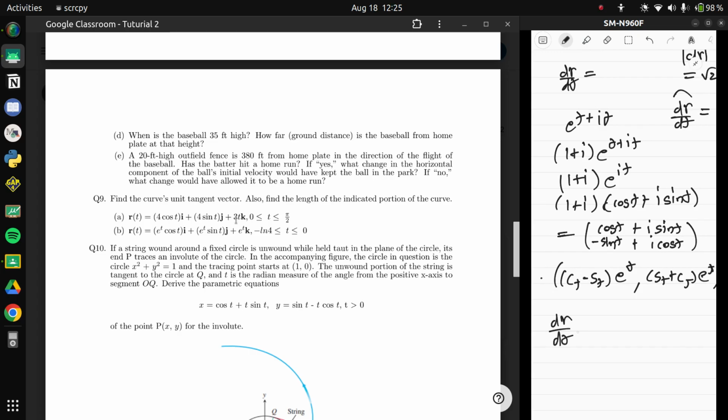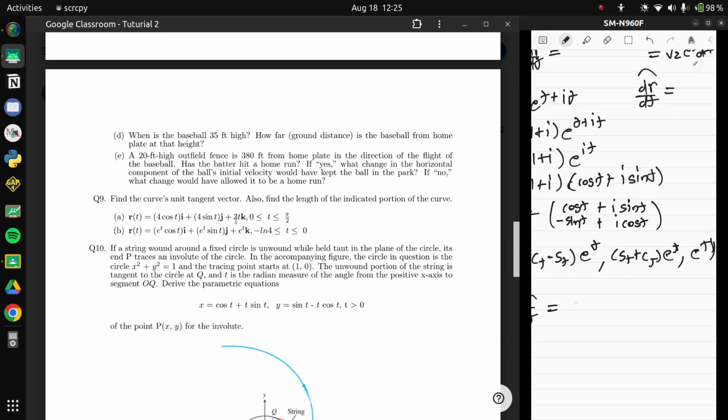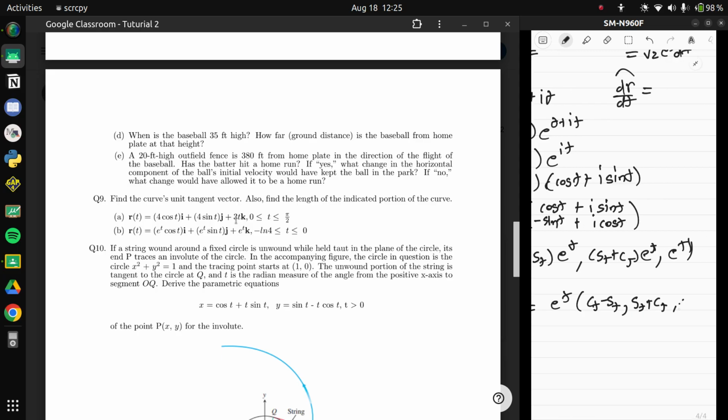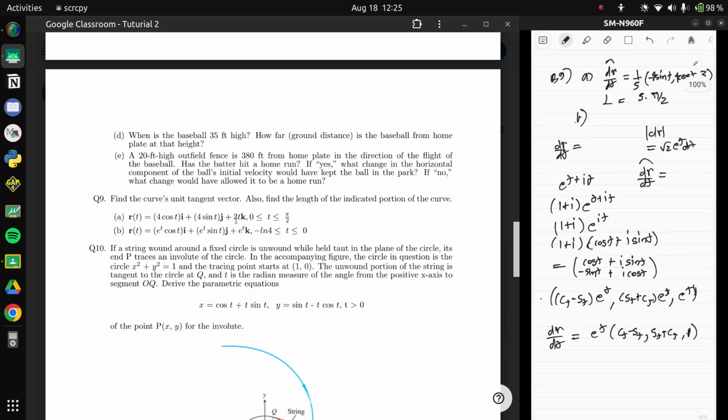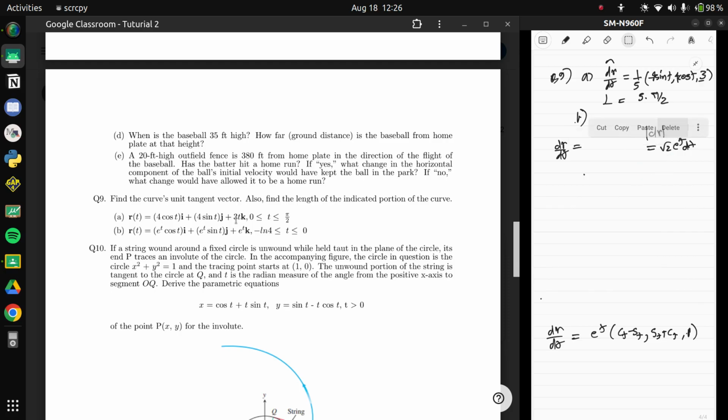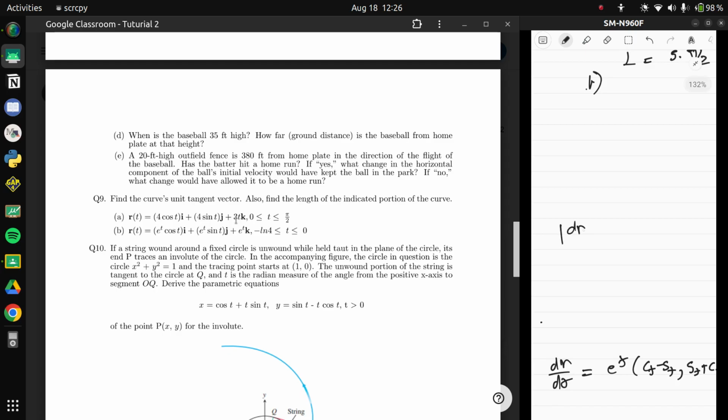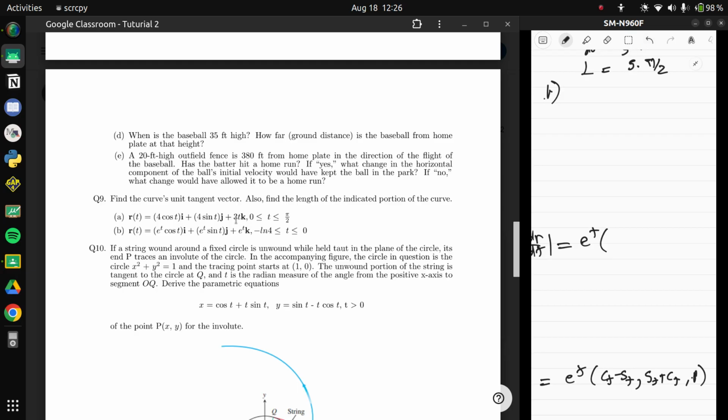So you can rewrite this as e power t and all of that. Right, that looks okay. Isn't there a better way to be writing all of this? Nah, it's okay. Now that I've figured out what dr upon dt is, it's time to figure out the magnitude and the direction. And then the norm of all of this.